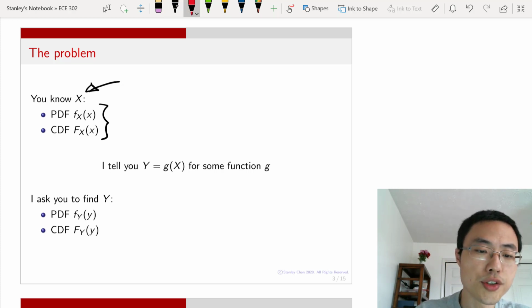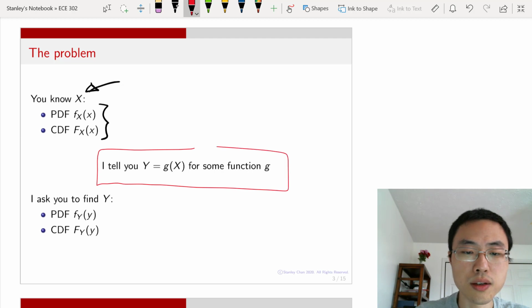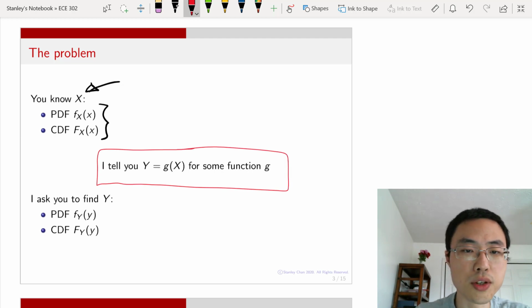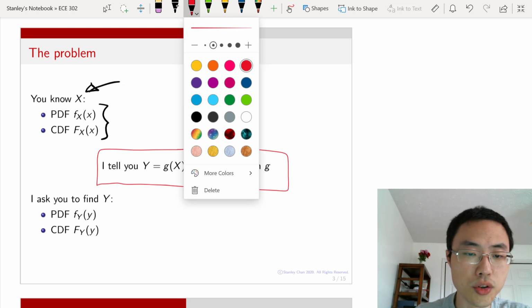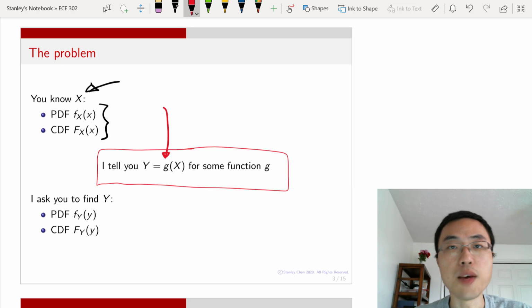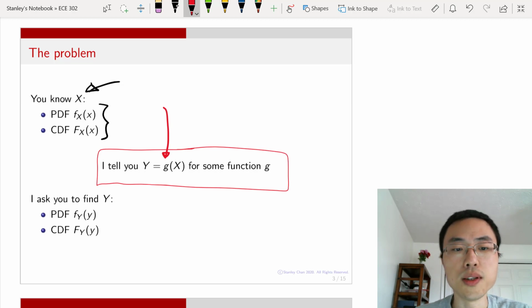Now, the interesting thing comes here where we assume that you are given a transformation g. So here you have a function g. This g can be any kinds of function. Now, of course, for the sake of simplicity, we're going to assume that g is differentiable and that it is continuous and all sorts of nice things about g. But in general, this principle will apply to any kinds of g.